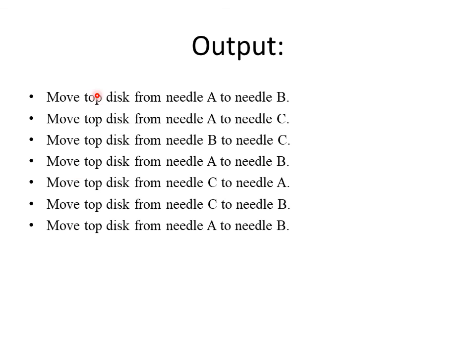What will be the output? You can see that is A to B, then A to C, B to C, then A to B, C to A, C to B and A to B. See here: 1, 2, 3, 4, 5, 6 and 7. Totally I have taken 7 moves to move from the source to the destination.